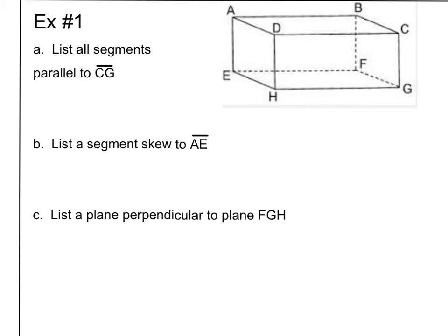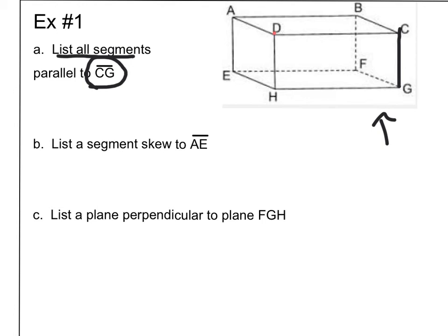We'll do an example of having a little rectangular box here. List all segments that are parallel to segment CG. So I'll darken that in black. That's CG. I wonder which ones are parallel. If you want to stop it and take a guess, go ahead.